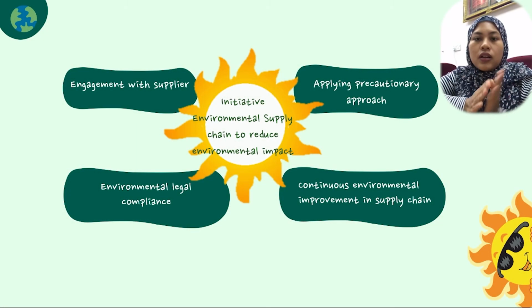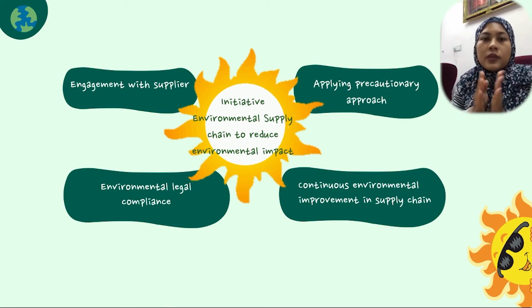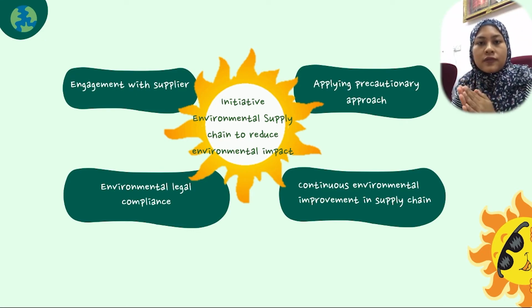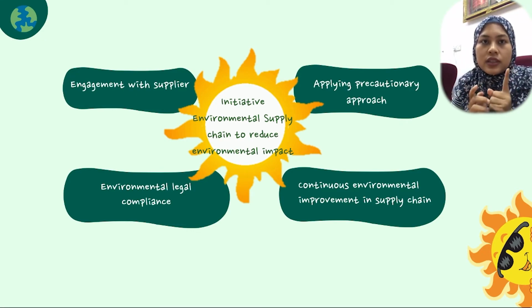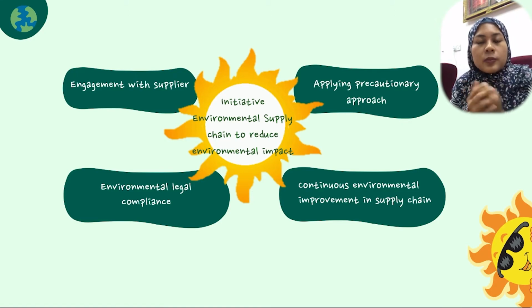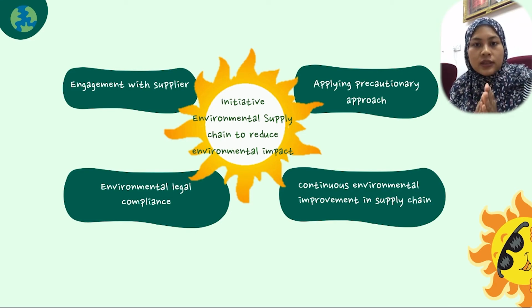So there are four initiatives of environmental supply chain to reduce environmental impact. The first one is engagement with supplier. Maybe the company can work with suppliers to identify the sources of pollution and also discover preventive measures. Second is applying a precautionary approach. There are a lot of approaches that we can apply, but choose the one which is more effective and also efficient to reduce the environmental impact.